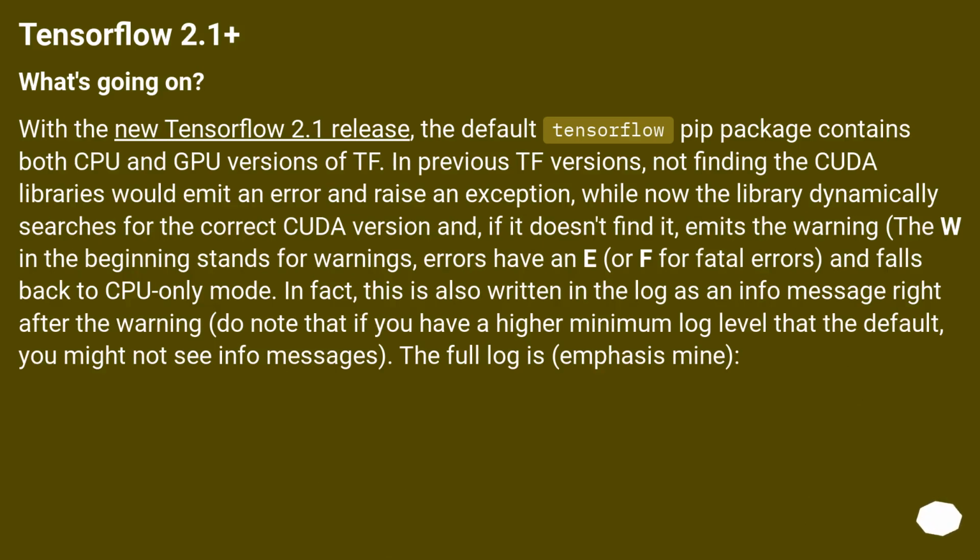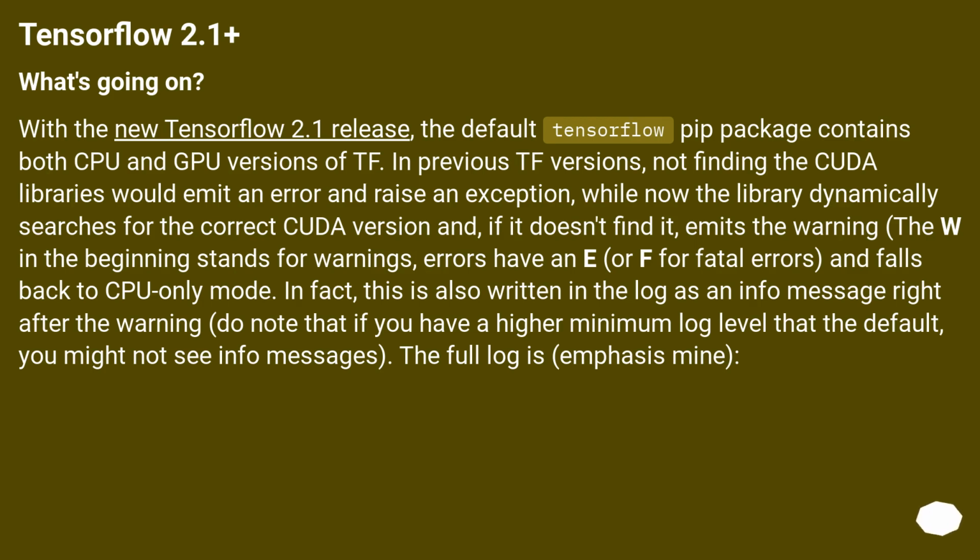TensorFlow 2.1 plus. What's going on? With the new TensorFlow 2.1 release, the default TensorFlow pip package contains both CPU and CUDA versions of TF. In previous TF versions, not finding the CUDA libraries would emit an error and raise an exception, while now the library dynamically searches for the correct CUDA version and, if it doesn't find it, emits the warning.